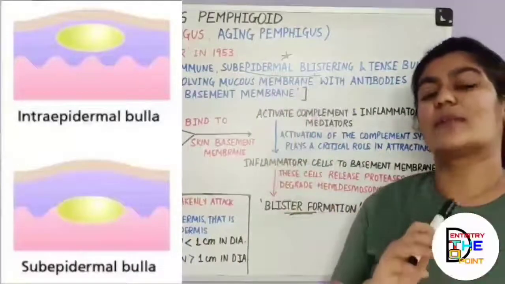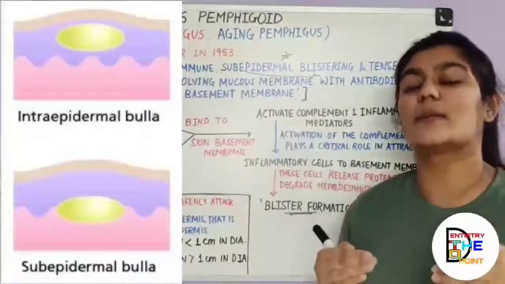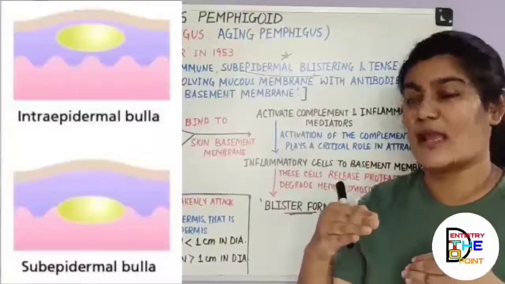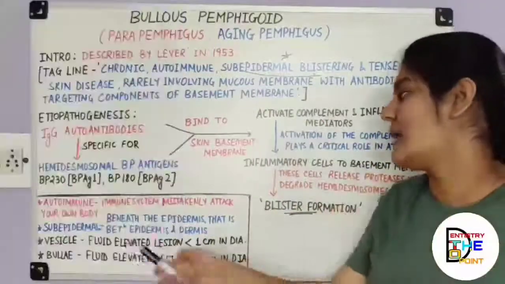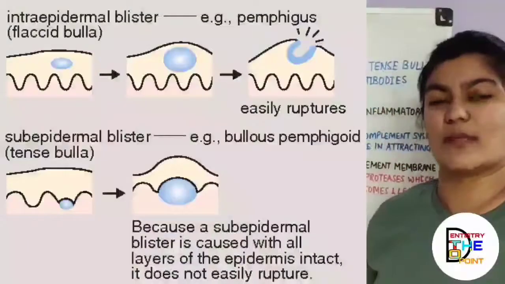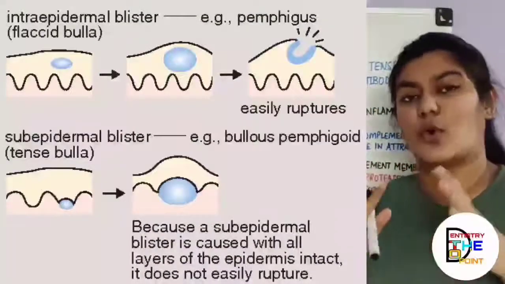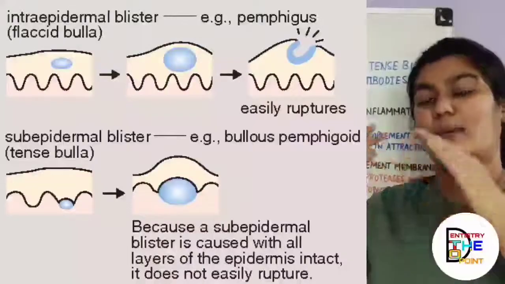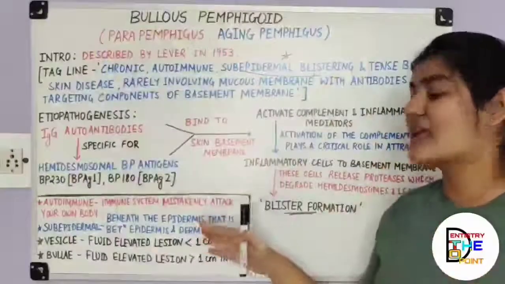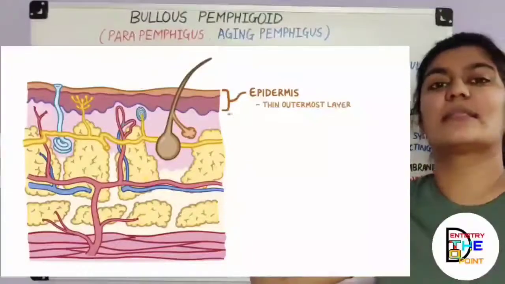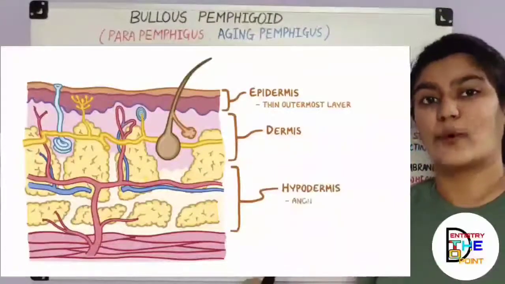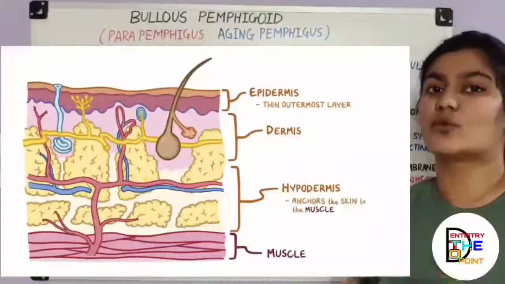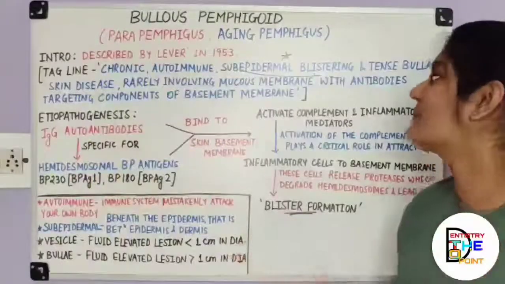Intraepidermal, as in pemphigus, means within the epidermis, okay? But subepidermal is below the epidermis, or in between the epidermis and dermis. The basic thing to know here is that your skin has three layers. The outermost layer is the epidermis, then you have your dermis, and then you have your hypodermis, which anchors your skin to the muscles. This is the basic, okay?